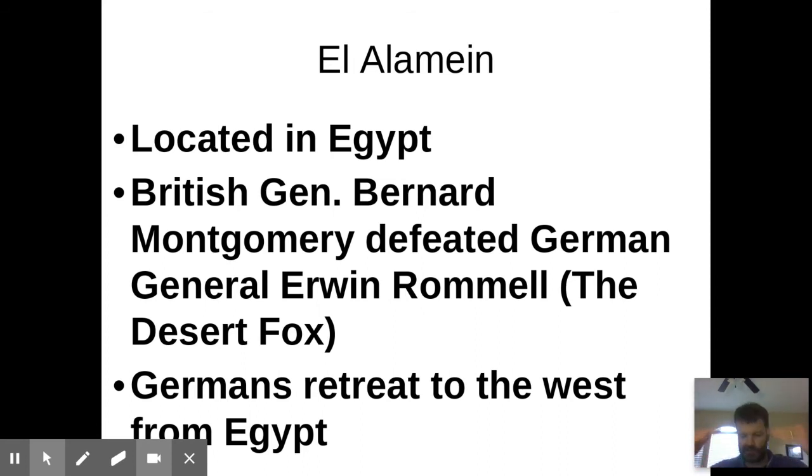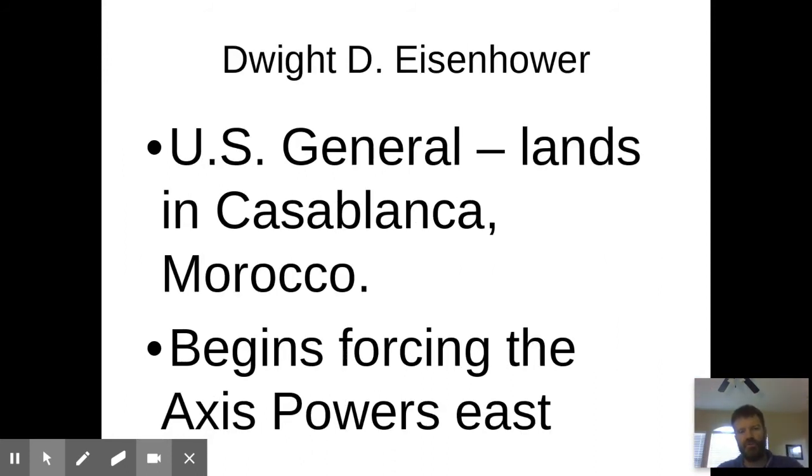So they're going to try to smash the people in Tunisia, right? They're going to get the Nazis out of there and push them out. Okay. So General Dwight D. Eisenhower, he was our leader, the U.S. general. He lands in Casablanca, Morocco, which is a city of Morocco. He begins forcing the Axis powers east.